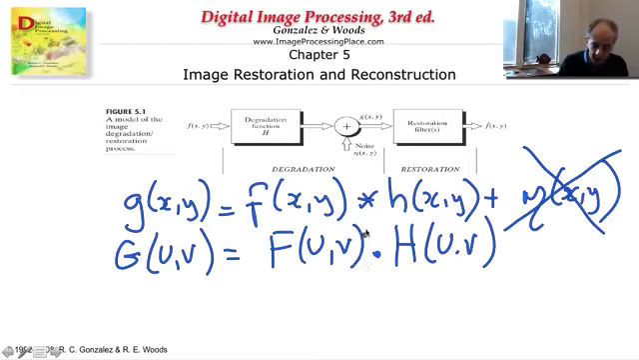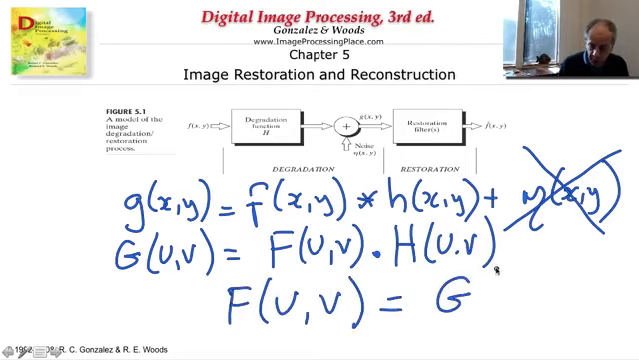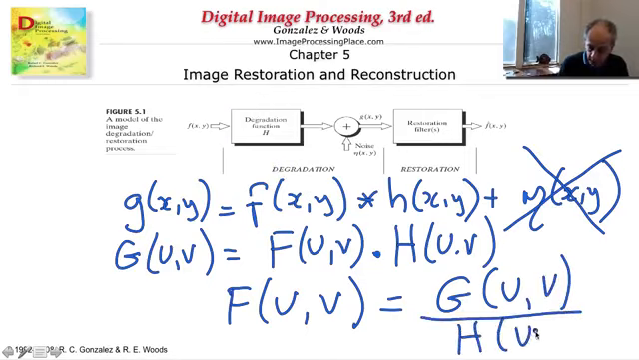And now look what we have. We want to estimate the original image, so we divide. F(u,v) is equal to the observation, basically the degraded image, divided by the filter. So if we manage to estimate the filter, very easy. We take the observed image, we do a Fourier transform, we do a Fourier transform of the estimated filter, we divide one by the other, we get the Fourier transform of the original image, we invert it, and we get the image back. This is what's called inverse filtering.